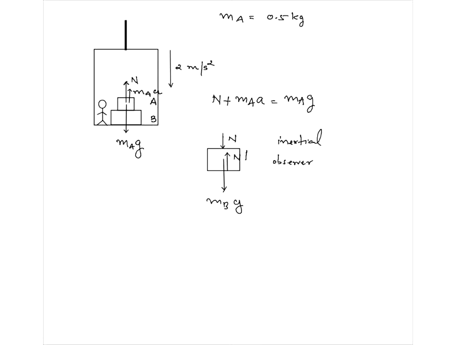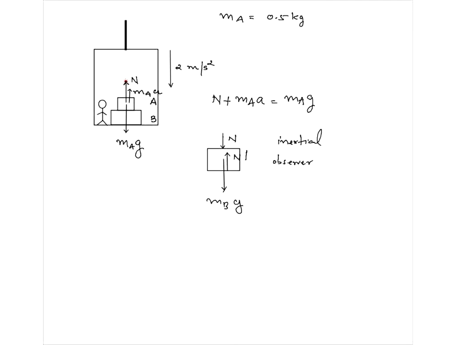Now this problem can be done from an inertial frame also. But then you will not talk about pseudo force. So if an inertial observer, Mr. Newton, considers block A, then he will talk a little bit different language. He will say, Earth will apply mg, and there will be normal reaction N, but that is it. Only two forces are there.